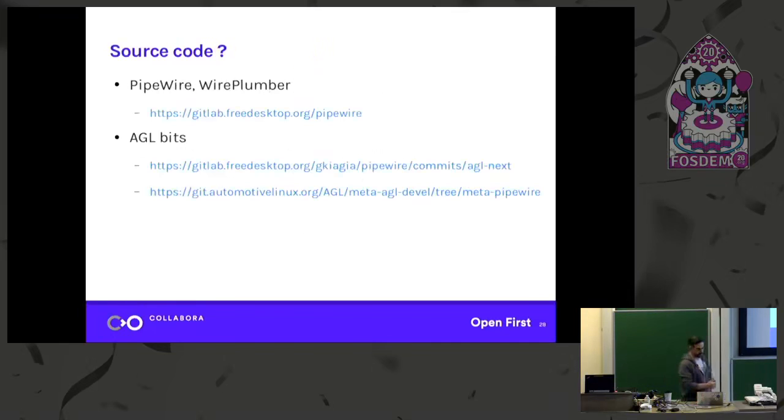The source code is all on GitLab, at freedesktop.org/PipeWire. You can find both PipeWire and WirePlumber in there. You can make a merge request there. You can file issues there. The wiki is there. Everything is there.